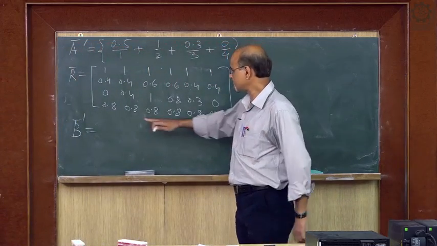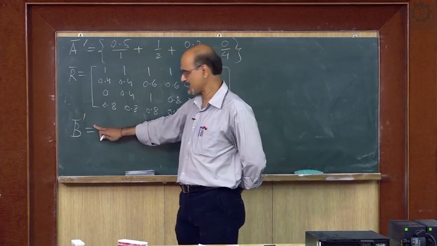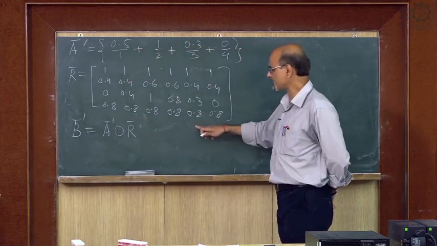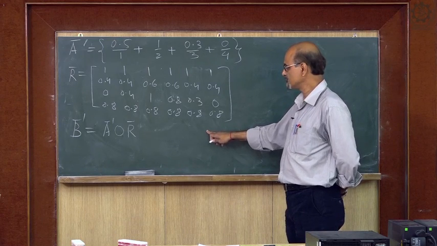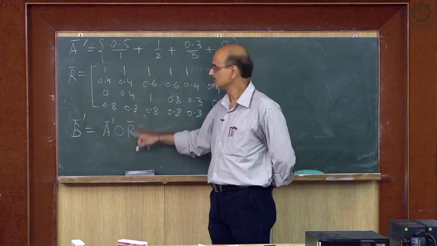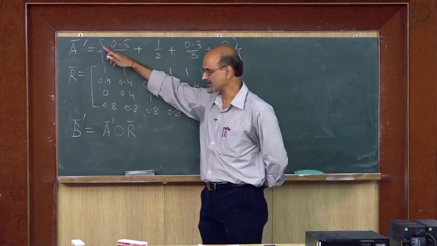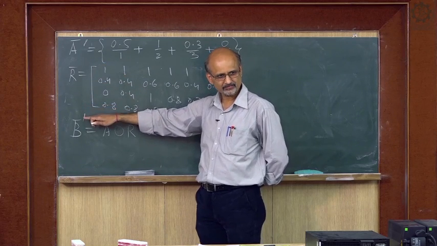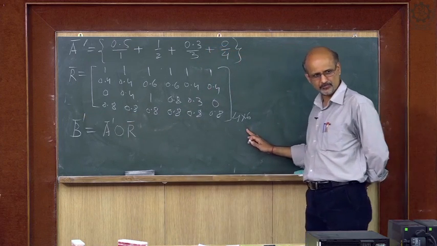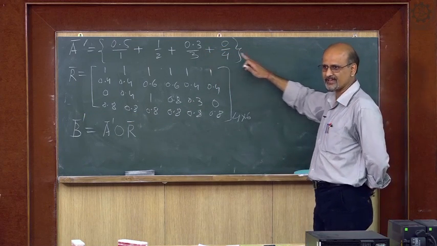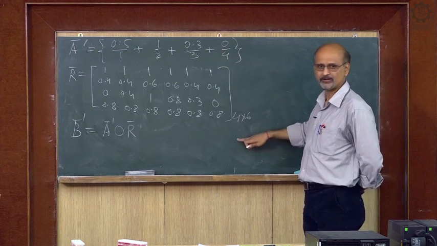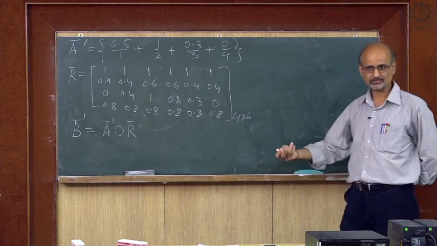Okay, so I have to find B bar dash as A bar dash composition R bar. What is the order of this R bar? 4 by 6. This is A bar dash o R bar. A bar dash is this. If you write it as column, what will be the order? 4 by 1, and it is 4 by 6. Can you operate? No. That is why I have to write this as row, meaning 1 cross 4. Then we can operate 1 cross 4 and 4 by 6. 4 cross 6, we will get 1 cross 6.